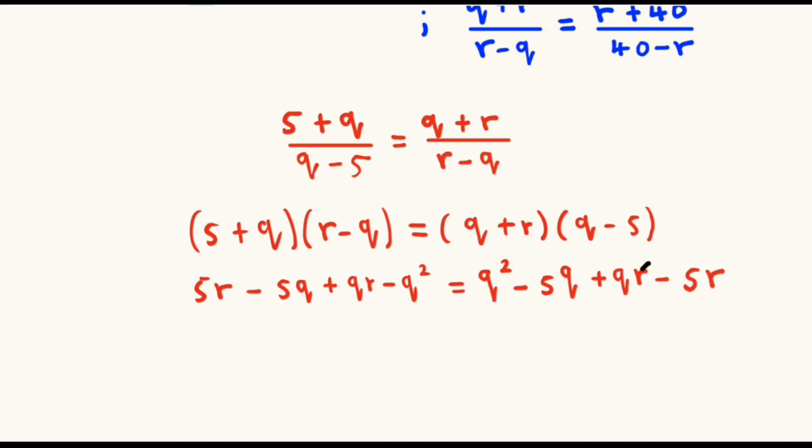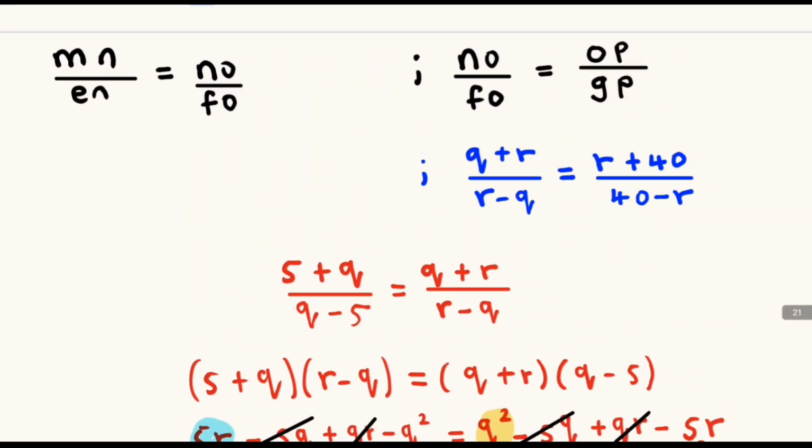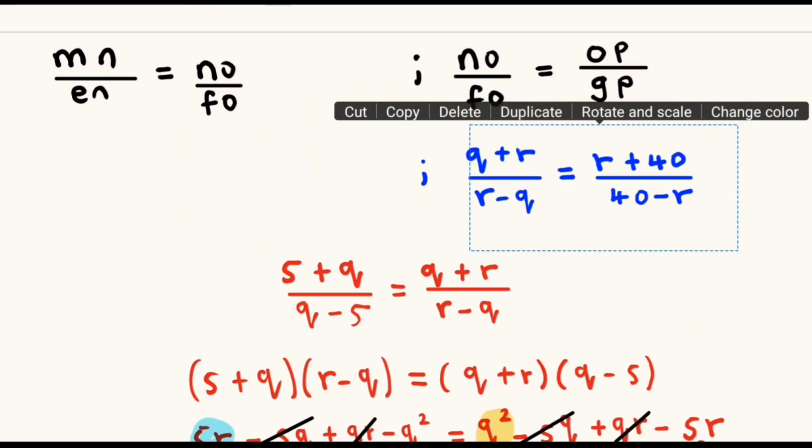And from here, the qr and the qr will cancel, and the negative 5q and the negative 5q cancel, and q squared minus this q squared will be equal to negative 2q squared, and this will be equal to, so this 5r, we move it to the right and it will minus with that 5r, and we get negative 10r. Dividing both sides of the equation by negative 2, we get q squared is equal to 5r. So let's move on to this equation.